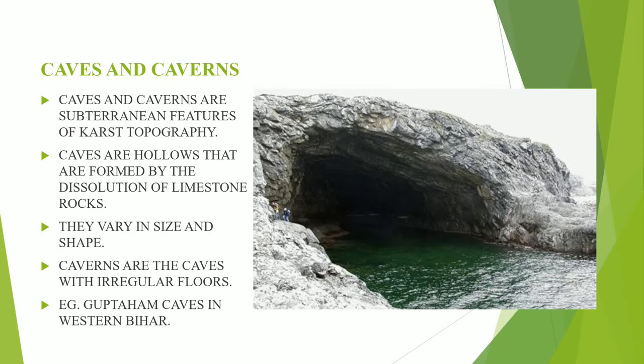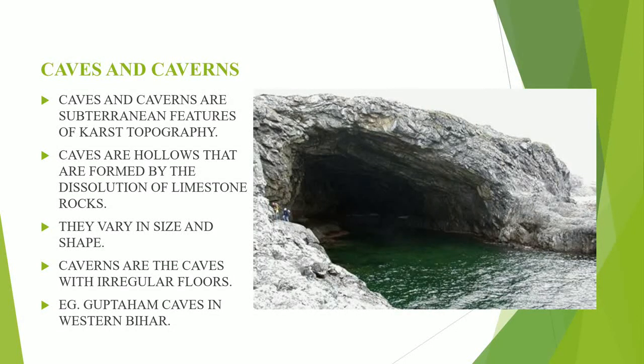Caves and caverns. Caves and caverns are subterranean features of karst topography. What is meant by subterranean? It means existing, occurring, or done under the earth's surface. The caves and caverns created under the earth's surface are called subterranean features. Caves. What is meant by that? We have all understood how caves are formed. It is because of the dissolution of limestone rocks.